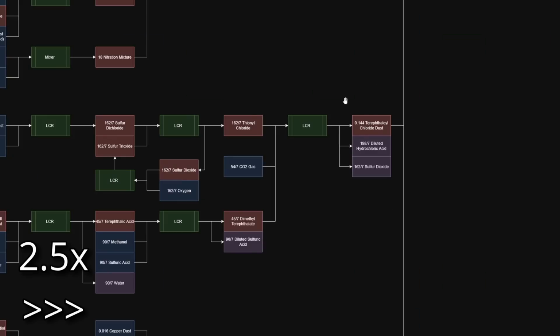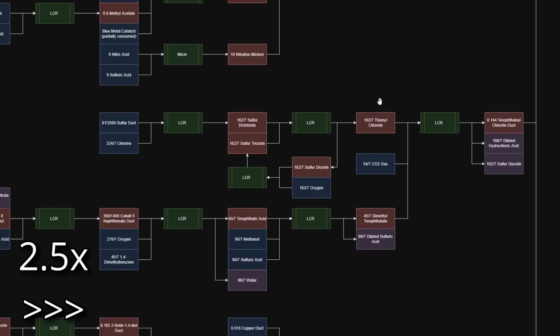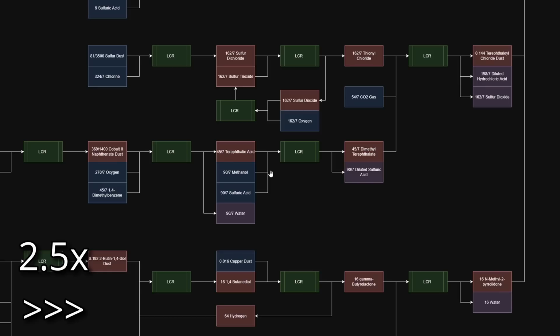Next, the terephthalate chloride dust. This comes from thionyl chloride, CO2 gas, and dimethyl terephthalate. The thionyl chloride comes from sulfur dichloride and sulfur trioxide, and you also get some sulfur dioxide, which you can put in a loop to make sulfur trioxide along with oxygen. Sulfur dichloride comes from sulfur dust and chlorine. Dimethyl terephthalate comes from terephthalic acid, methanol, and sulfuric acid.